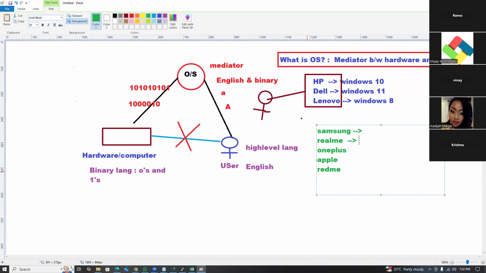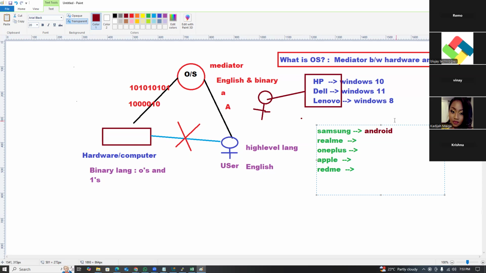So which OS is installed on these hardwares, guys? This is a hardware, right? So you are interacting with this hardware. You cannot directly interact with this hardware, because you know only English language, hardware knows only binary language. But how are you interacting with your mobile phones, guys? Which OS is installed?